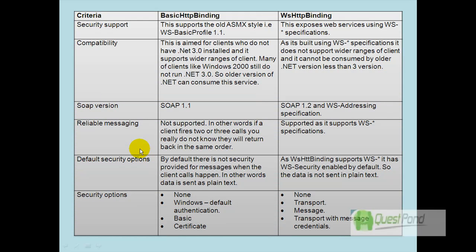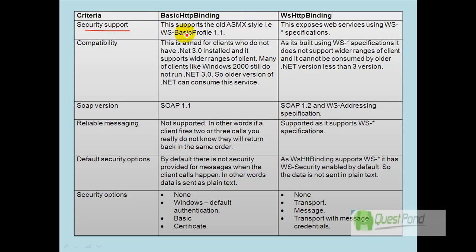Drilling down further to understand the differences between basic HTTP binding and WS HTTP binding, there are 6 important differences. I will not be covering all of these 6 differences. You can pause this video and see these differences by yourself, but I will cover 2 important points from these differences, because I think both of these will impact whether you should be using basic or WS HTTP binding. The first important point is security.